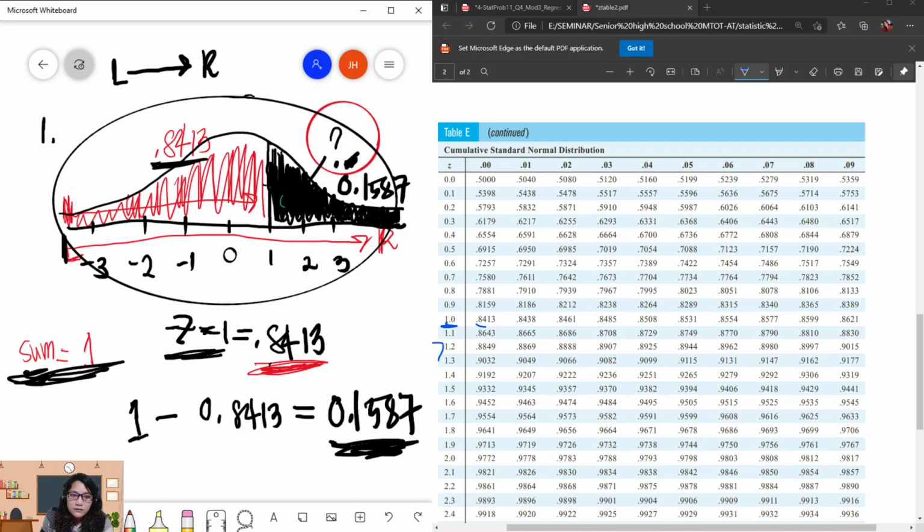So this is the area of 0.1587. So this is the area of this black region.